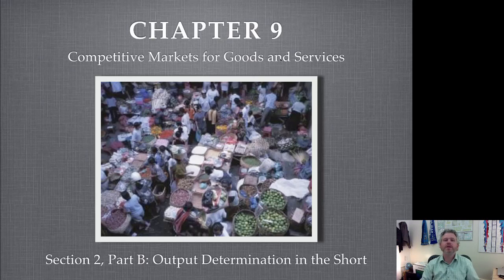All right, so welcome to the third screencast for Chapter 9 on competitive markets for goods and services. This is Section 2, Part B. I'm splitting Section 2 into two parts just so they're a little smaller for you to digest all at once.